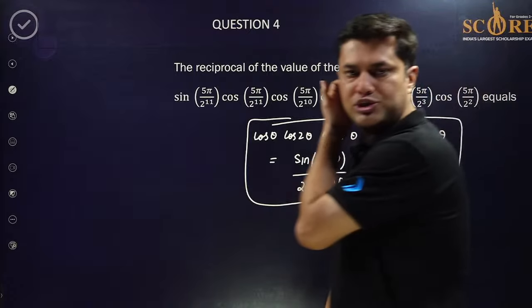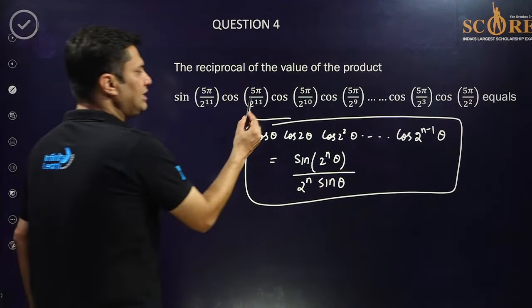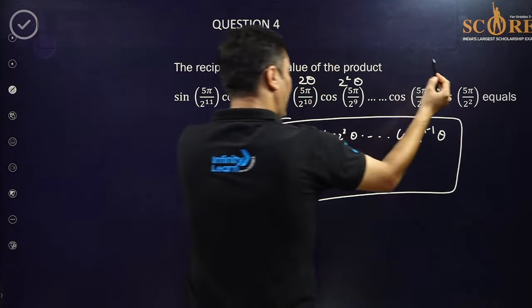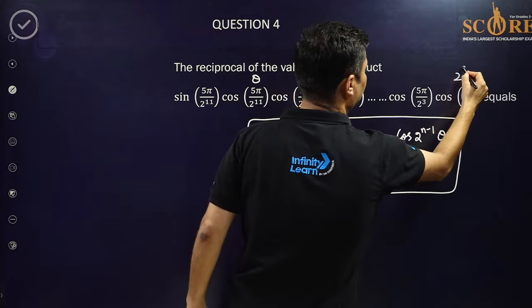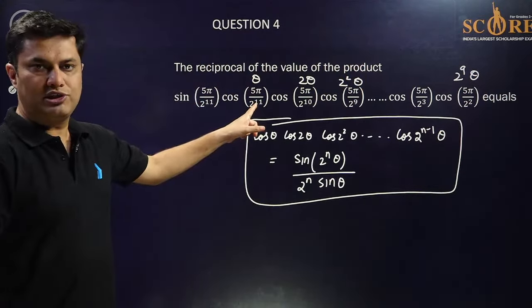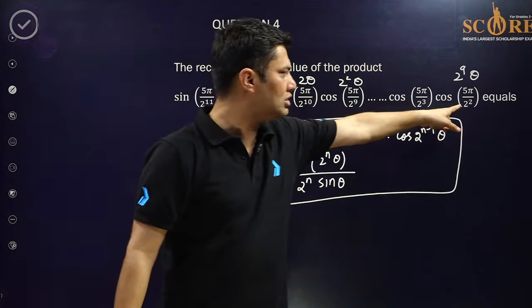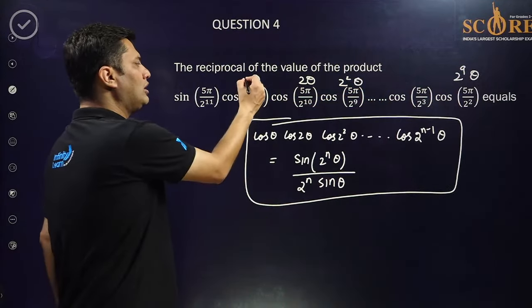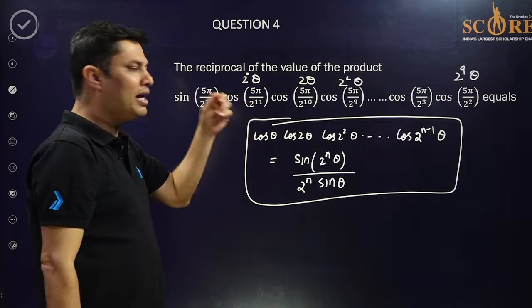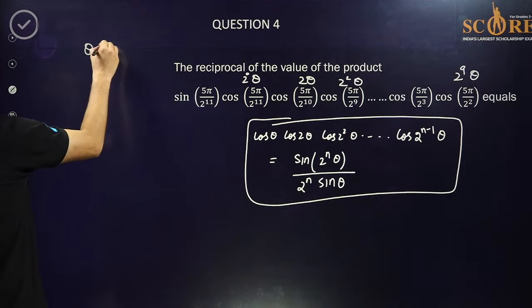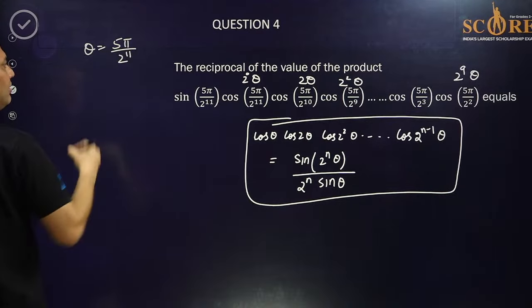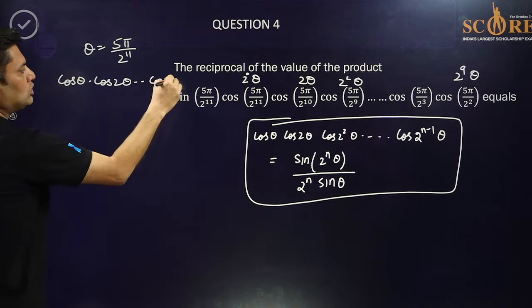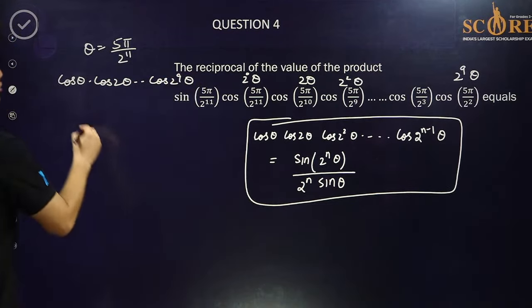Now how to solve this question is really, really easy. Now let's say this is theta. So this is 2 theta, this is 2 square theta, and 2 square is actually 2 to the power 9 theta. See? If this is theta, if you multiply with 2 to the power 9, then you will be left with 2 square. So this is 1, 2, 3, up to total 10 terms are there because you're starting with 2 to the power 0 theta. So if theta is 5 pi by 2 to the power 11, so cos theta you have, then cos 2 theta you have, up to cos 2 to the power 9 theta you have. So formula is pretty simple.